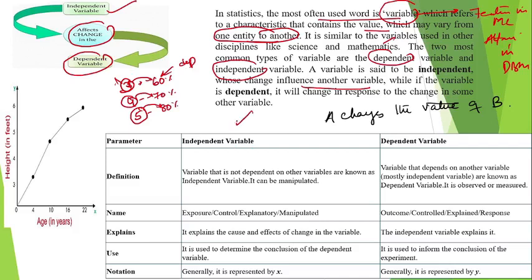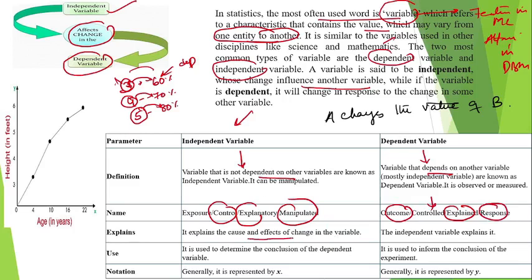The difference which I have given in tabular form, then there is an example. Definition: a variable that is not dependent is called an independent variable. The variable that is dependent is called a dependent variable. The independent variable has control, exposure, manipulation. 3 hours 60%, 4 hours 70%, 5 hours 80%, those are dependent. Whereas this one is outcome, explanation, response, correct?